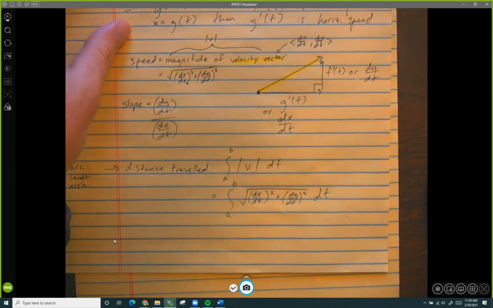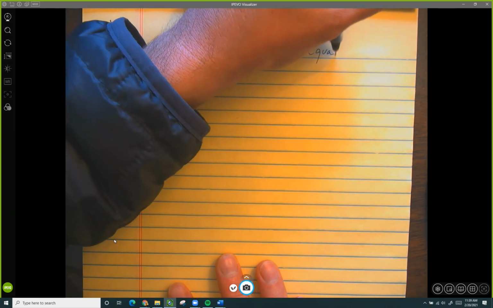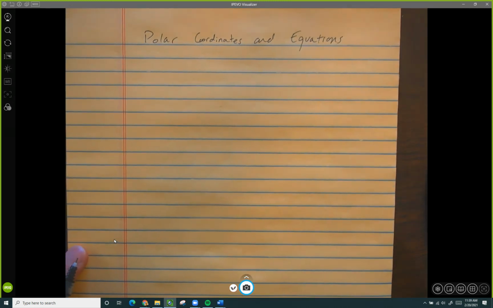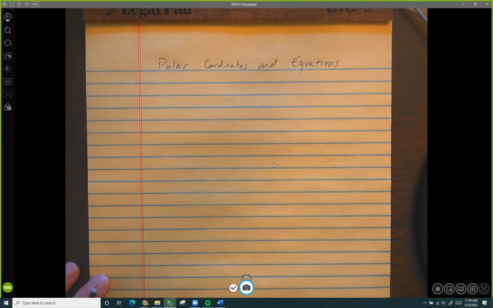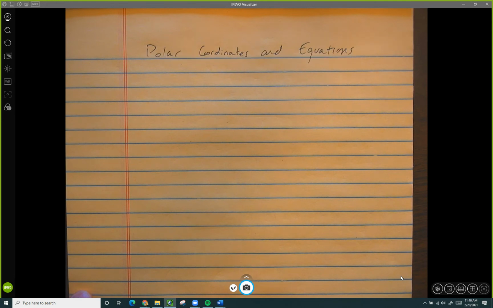Let's go into polar. I have a feeling we'll do these notes again because there'll be people that weren't in this one, and seeing it over and over again is a nice way to learn it and practice it.